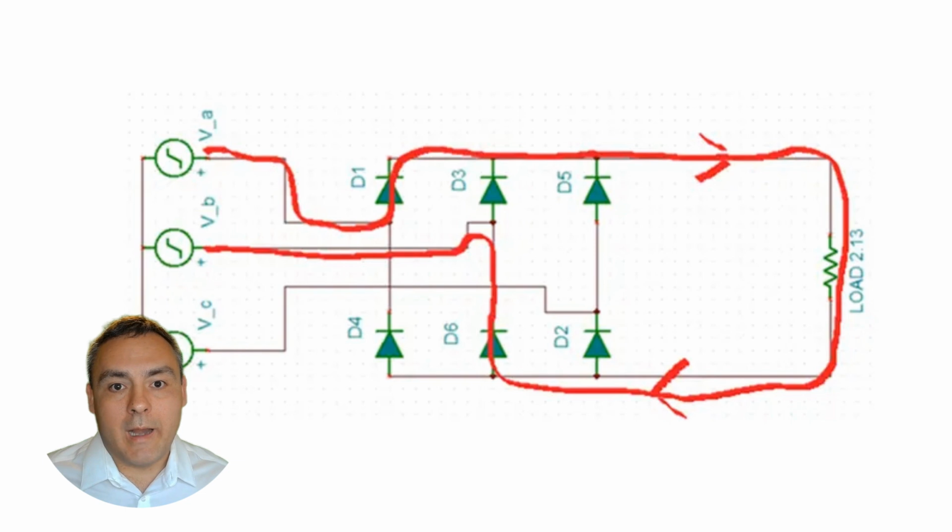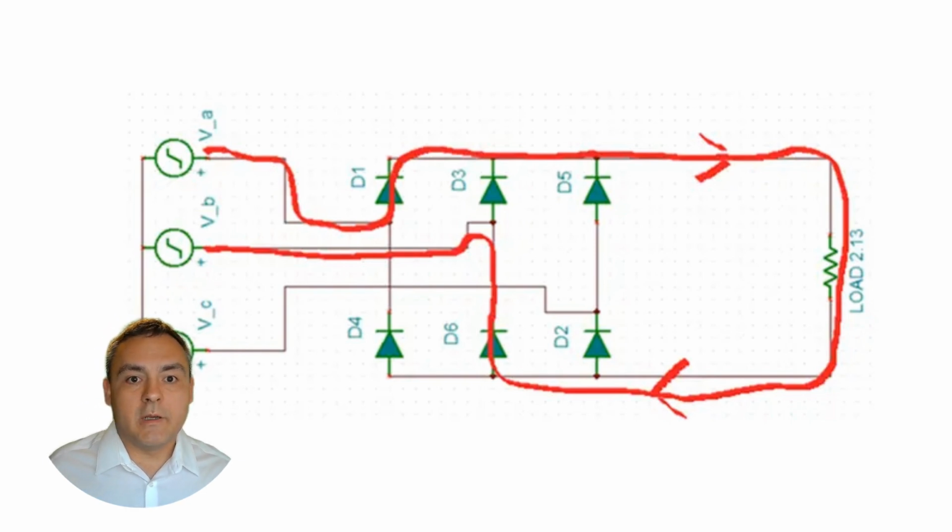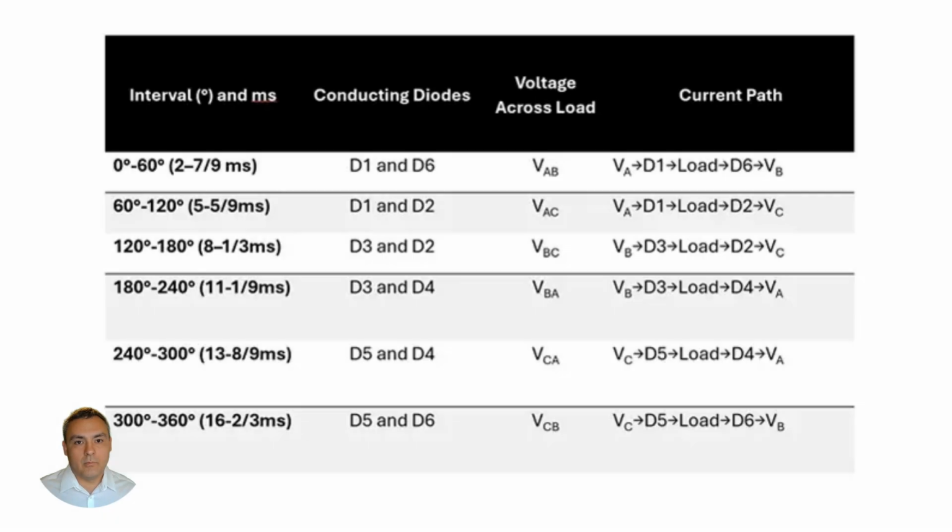I'm going to draw a line through our example schematic to show the conduction path for the first interval of 60 degrees or 2 7/9 milliseconds. This chart shows all 6 conduction intervals. I'm not going to draw the other 5 on the schematic because I hope it is clear.